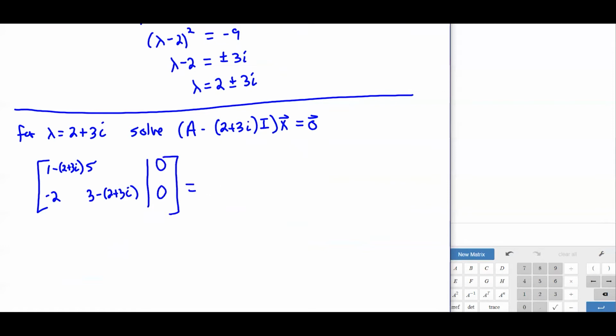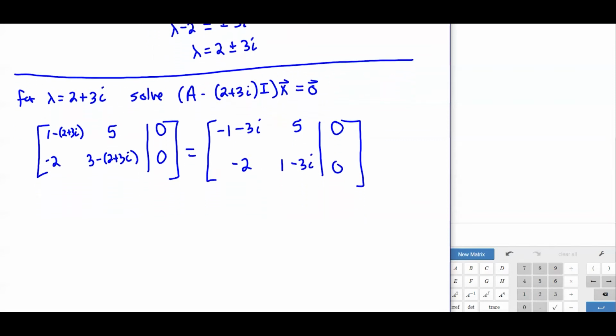So we just need to simplify this. Let me move this 5 over so it looks better. There we go. So 1 minus 2, that's -1. We're also subtracting the 3i. So we get minus 3i. And then 5. -2. And this one is 3 minus 2 is 1. And minus 3i.